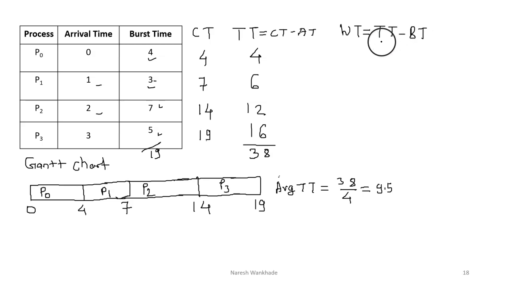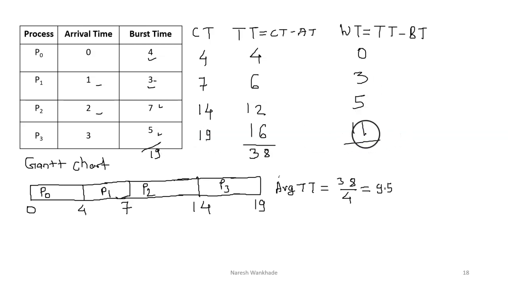We have already calculated turnaround time and burst time is given here. Turnaround time for process P0 is 4 and the burst time is 4. 4 minus 4, that is 0. For P1 it is 6 minus 3, that is 3. For P2 12 minus 7, that is 5. And for P3 it is 16 minus 5, that is 11.